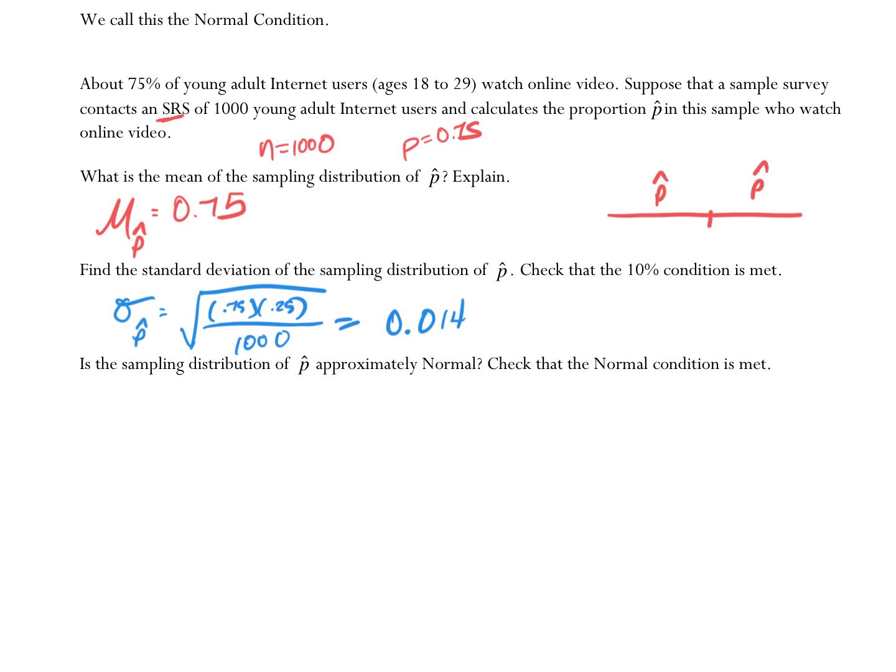What about the shape? Do you think it'll be normal? Let's check. How do we check it? We do np and n(1 minus p), 750 and 250. Are those greater than or equal to 10? Do you guys recognize that this is essentially shape, center, and spread?